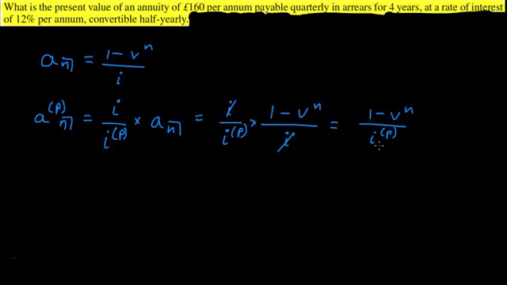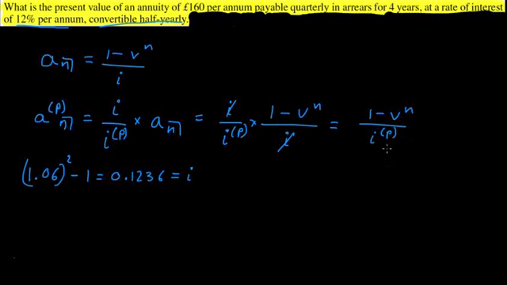So let's just work out what this i will be. What we did before was we worked out that 1.06, because there's 12% per annum, convertible half yearly, so every half year you get 6%. So we're going to compound it twice, minus 1, and if I remember correctly, it was 0.1236. So this rate over here is i. That's the rate that we use in our discount factor, 1 over 1 plus i.